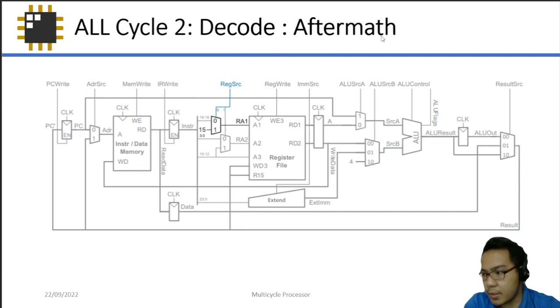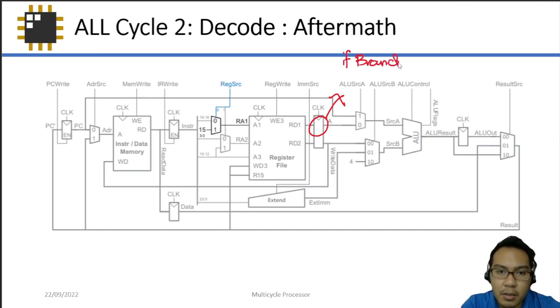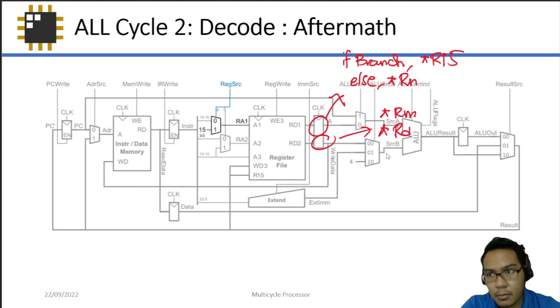Okay. So what's the aftermath of decode? Well, after decode, you're going to have over here, if it's a branch, the top part of this thing will contain the contents of R15, which is PC plus 8. Else, it's going to contain the contents of Rn. This bottom part can either be the contents of Rm, it can be the contents of Rd, or you don't care.